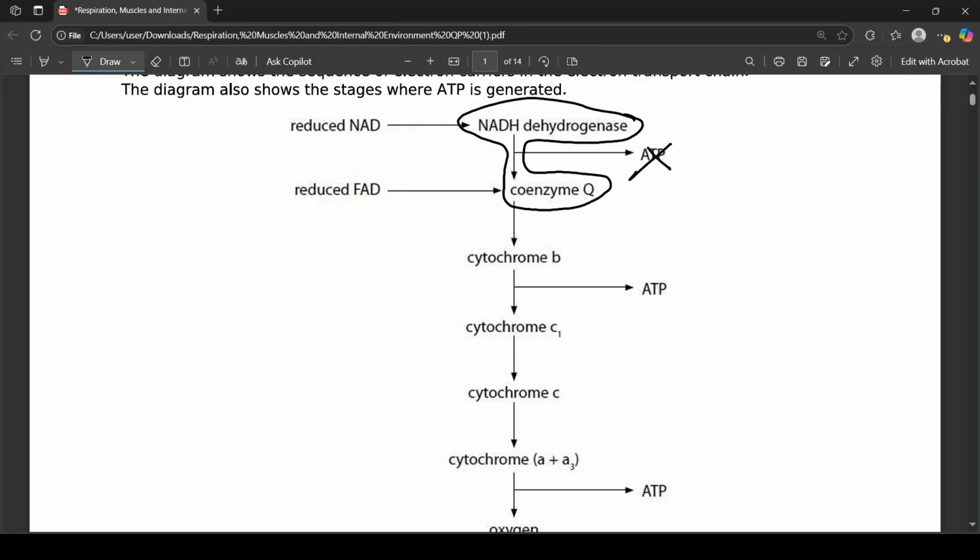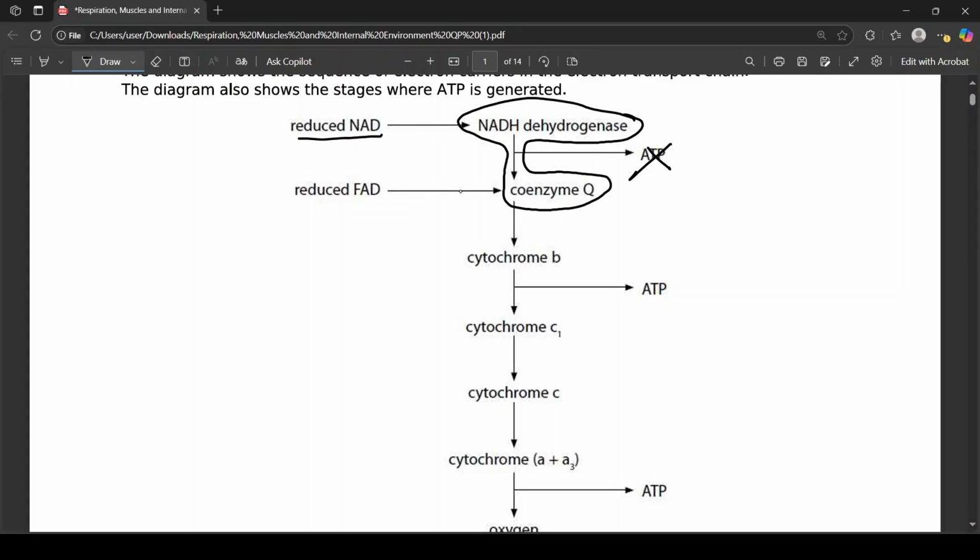This is because the reduced NAD gives the protons to NADH dehydrogenase, which transfers them to coenzyme Q, hence ATP is made. But since now this part is inhibited and NADH dehydrogenase does not accept any protons from reduced NAD, this ATP will not be made. So there will be no ATP production from reduced NAD. Okay, but there will be some ATP produced from reduced FAD, because this part right over here is inhibited, right?